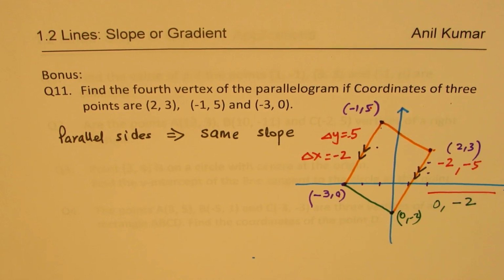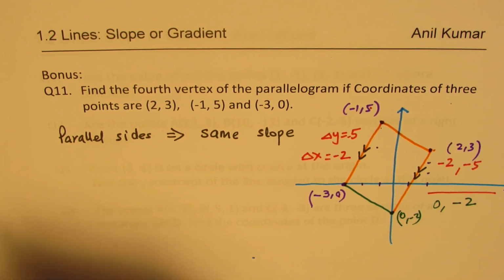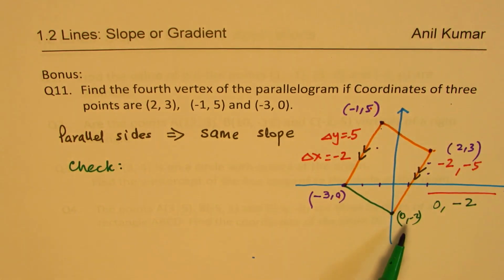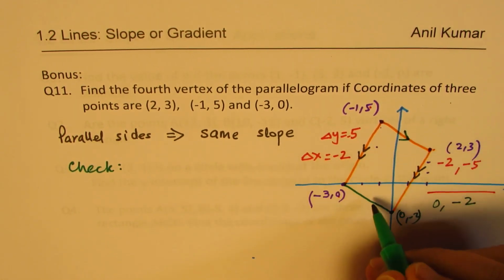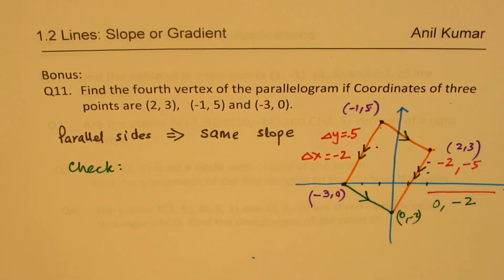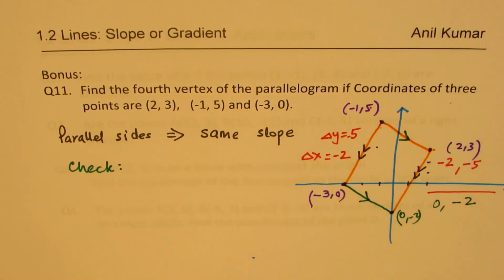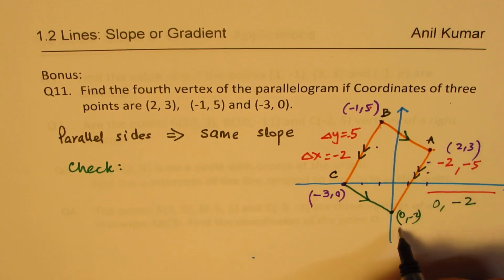So that should form the fourth point. Does it make sense to you? Correct. So we are saying that the fourth point is (0, -2). Let's check. That is an excellent way of doing it. When we say that this is the fourth point, we have to ensure that these two lines are parallel. So let me label them A, B, C and D, okay?